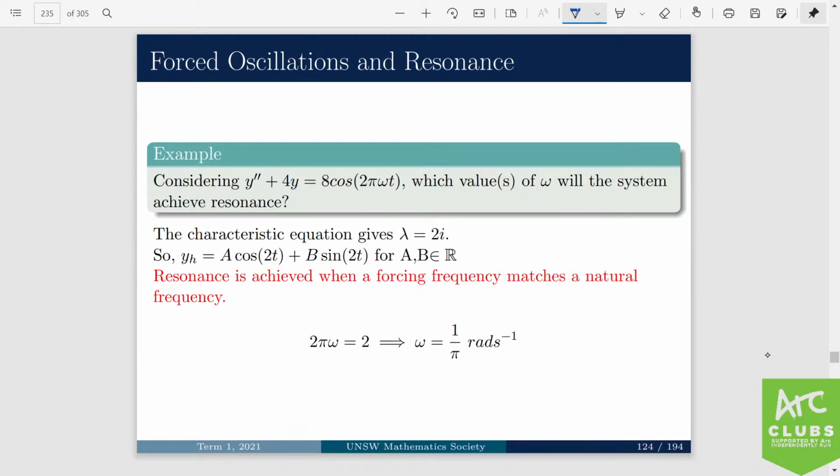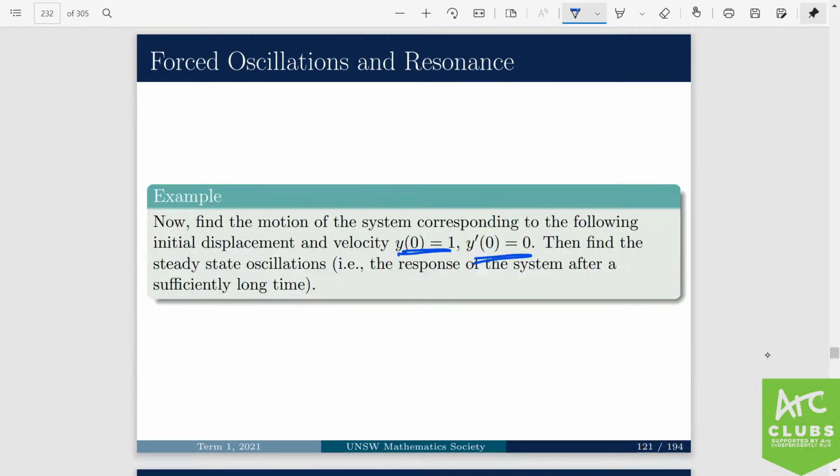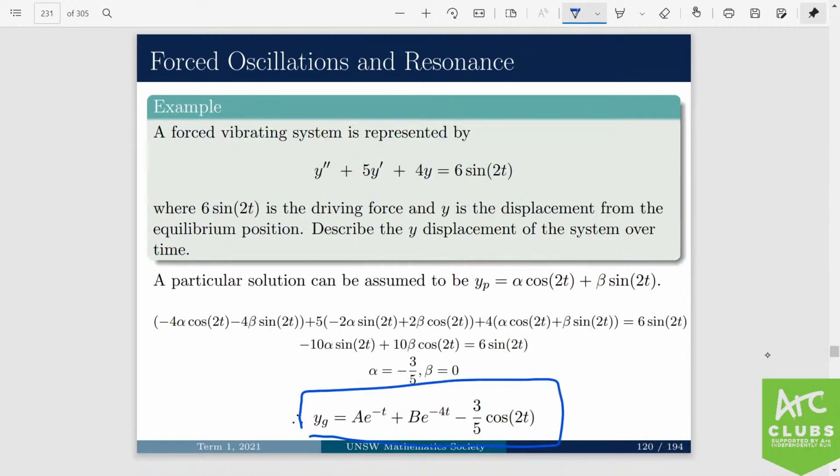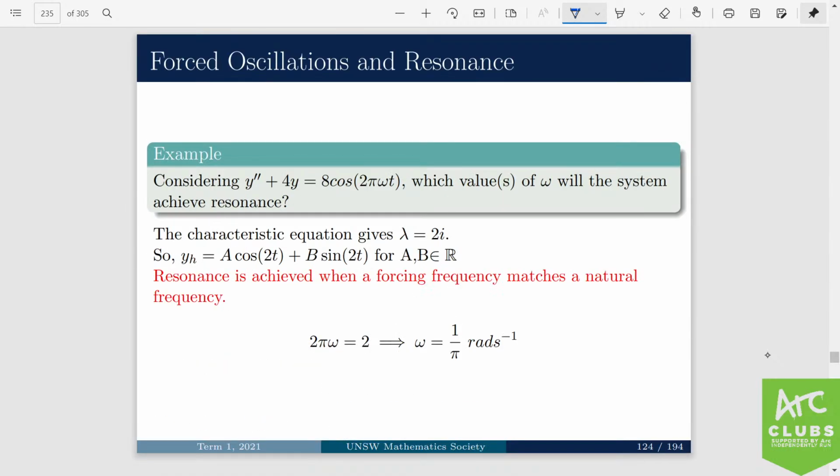Oh, and then I just tag this little question on the end of this topic. So we've just rearranged that equation that we had before, and we did what I was saying where we have no damping. If we get rid of the damping, we have this equation here: y double dash plus 4y is equal to 8 cosine, and then it's got this little argument in here. And it says, which values of omega will the system achieve resonance?